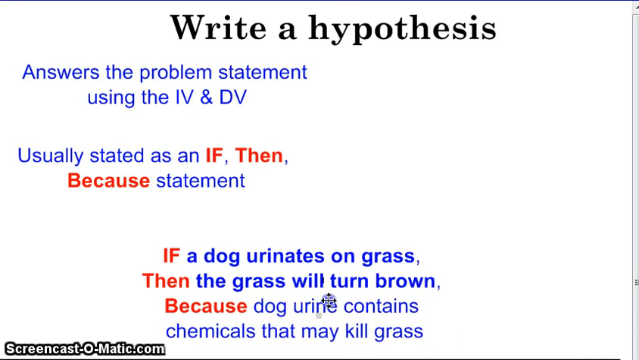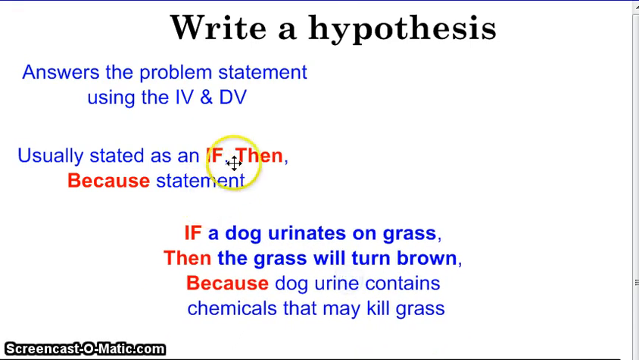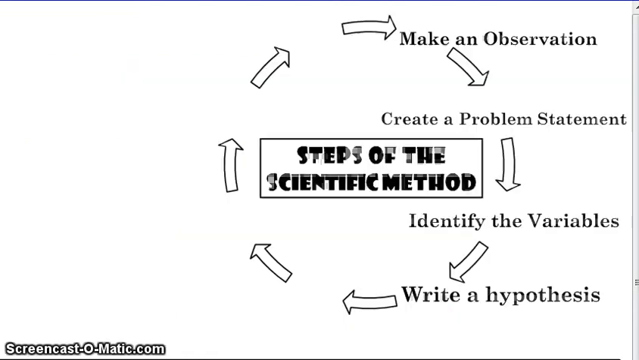So in this case, a hypothesis in if, then, because format would be, if a dog urinates on grass, then the grass will turn brown because dog urine contains chemicals that may kill grass. So we have written a hypothesis. For each of these, as you're filling this out, please make sure that you have written the step, and under the step you have written an explanation of what that means along the margins in your notes, somewhere that you can access the information.